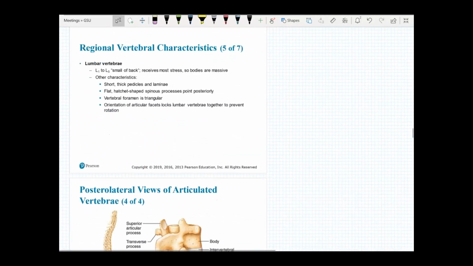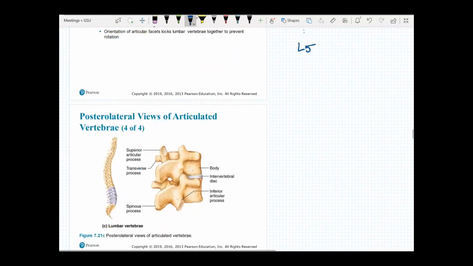So then the next one is going to be our lumbar. So it's L1 to L5, and this is going to be the area that will actually pick up the most stress because it has all of the upper limbs, core, and torso being put together and impact being placed on these vertebrae. So this is the small of the back. These vertebrae are going to get larger as you go, but these are these 5 right here.